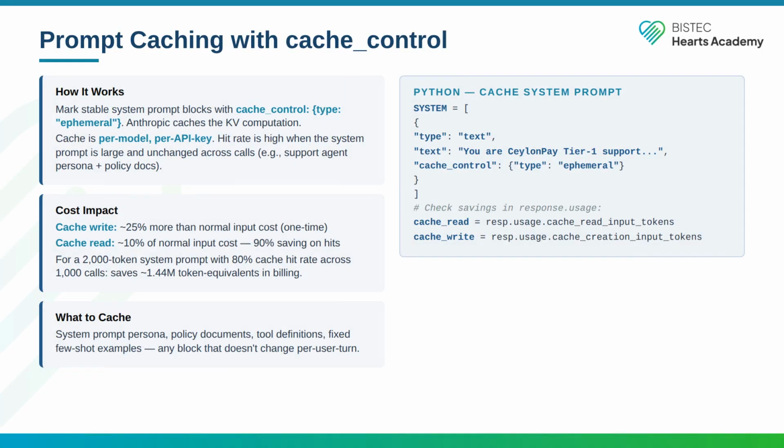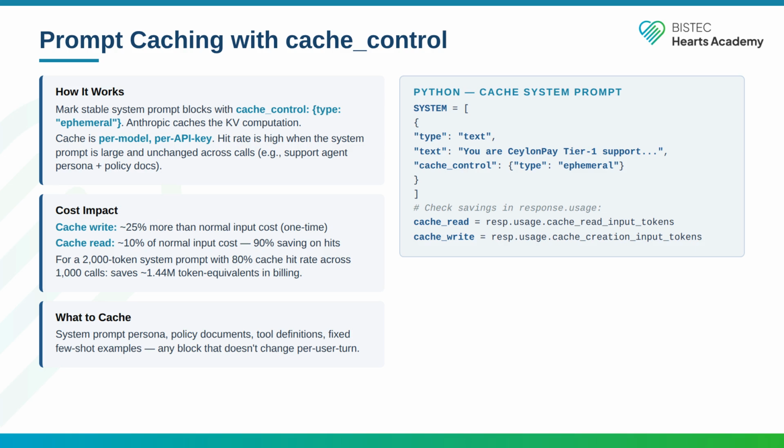Prompt caching is the single highest ROI optimization you can make to a production Claude deployment. The mechanism is straightforward. You mark stable blocks in your system prompt with the cache control field set to type ephemeral, and Anthropic caches the key value computation for those blocks across repeated calls.